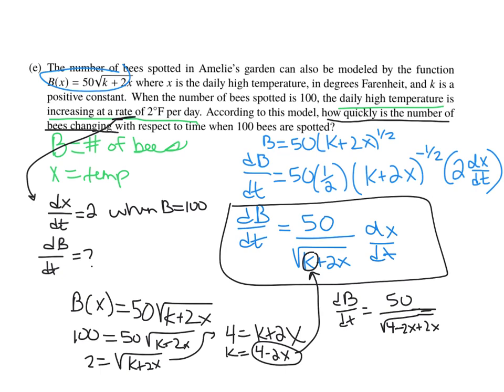Then I know that when B is 100 that this dx/dt is going to be equal to 2. So I can plug that in. I end up getting 50 over the square root of 4, which is 2, multiplied by 2. So actually my dB/dt is going to be 50. They don't actually tell you that you need units, but you might want to just mention it. It's going to be bees per day.